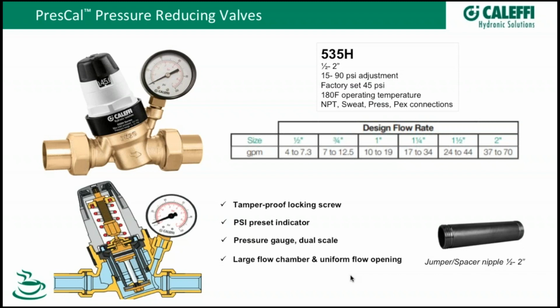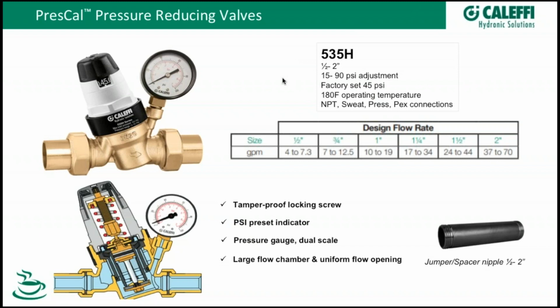And so here at Caleffi, we offer a nice line of pressure reducing valves. These valves are designed to take higher pressure down to a working pressure for your fixtures, your lavatories, your toilets, your showers, and whatever you're working with. And as Bob mentioned, per most codes, you're looking at an 80 PSI maximum. So if you are above that, you need to regulate that and get it down to where it needs to be.